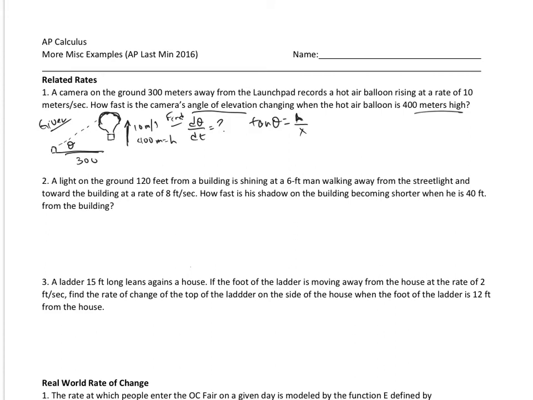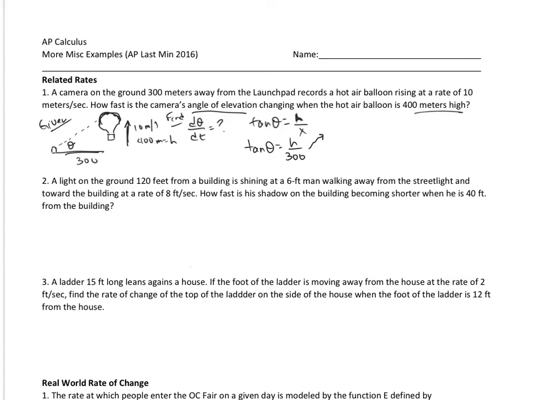Well, the adjacent is a fixed value at 300, so that's not going to change. Since this is a fixed value, I can just substitute that in. So tangent of theta equals h over 300. This makes it easier when I differentiate each side. You could have left it as x and differentiated it that way, and you'll still get the same answer in the end, but it's easier if you substitute anything that's constant and not changing. Since it's not changing, we don't have to worry about the differentiation on it.